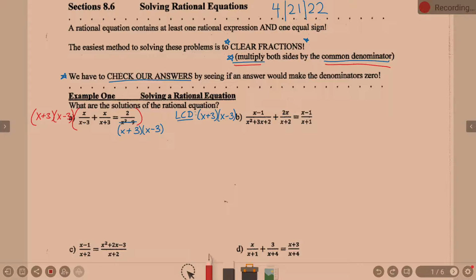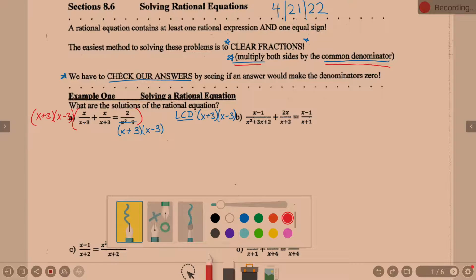Now, for teaching this, I'm going to write it out the long way. Some of you, as you start to follow and understand what I'm doing, you might choose to not write out what I'm getting ready to write out, but I'm going to write it out the long way, because I want to show that we're taking each term and multiplying by x plus 3, x minus 3. So we're going to take this first term, x over x minus 3. We're going to multiply by these two. We're going to take the second term, x over x plus 3, multiply by these two. And on the other side, the 2 over x plus 3, x minus 3, we're going to multiply by x plus 3, x minus 3.